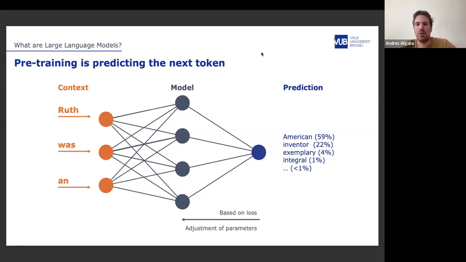So what we'll now do based on this loss is adjust the model, adjust the parameters, so that next time the model makes a prediction, it is actually closer to the ground truth. And we do this for days and days and days on a chunk of the internet, and eventually the model gets better and better at predicting which token is most likely to be next.